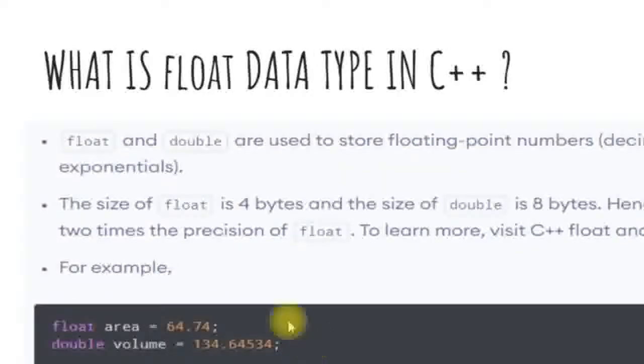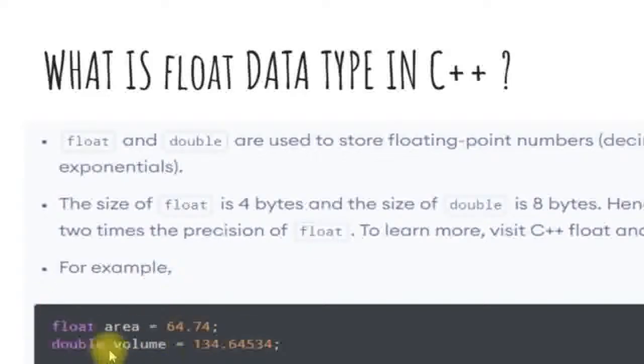Now moving on to this example, we have one more variable called float area. So the name of the variable will be area, and the data type for this variable is float, and the value that we are trying to store into this variable called area is 64.74. This was for this line.